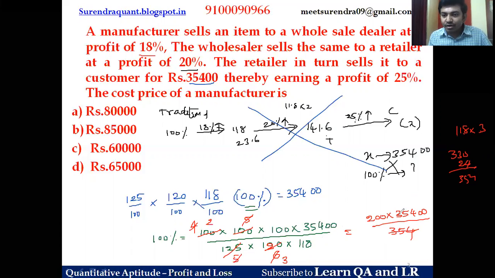So 354 cancels. So 100 is the remainder. So 200 into 100, so 20,000 is the answer.